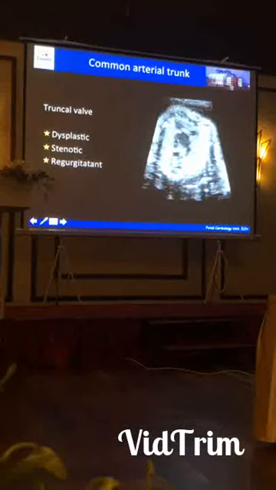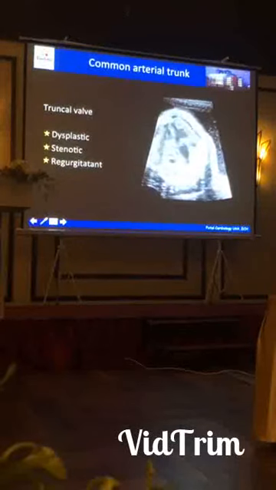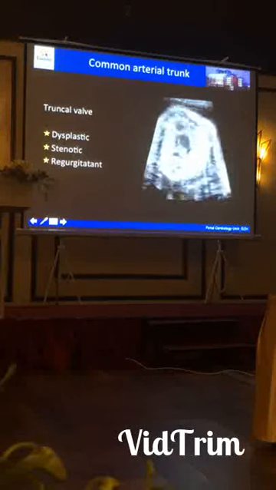So in a trunk, there can be variation. The truncal valve can be abnormal, it can be dysplastic. It can have stenosis, so obstruction. It can have regurgitation, and those types of things are going to influence the outcome for the baby. So this is a baby that has a trunk, a big artery coming here, and if you look at that valve, the valve leaflets look very thick and dysplastic. So a dysplastic valve, and you'll just about see the pulmonary artery coming off the side there.